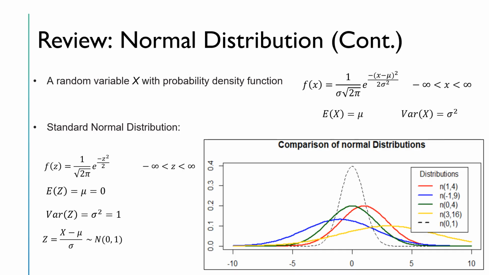To standardize a normal random variable, you convert it into a z-score by subtracting the mean and dividing it by the standard deviation. This process transforms any normal random variable into a z-score, which represents how many standard deviations the value is away from the mean. The resulting z-score follows a standard normal distribution, with mean 0 and standard deviation 1.